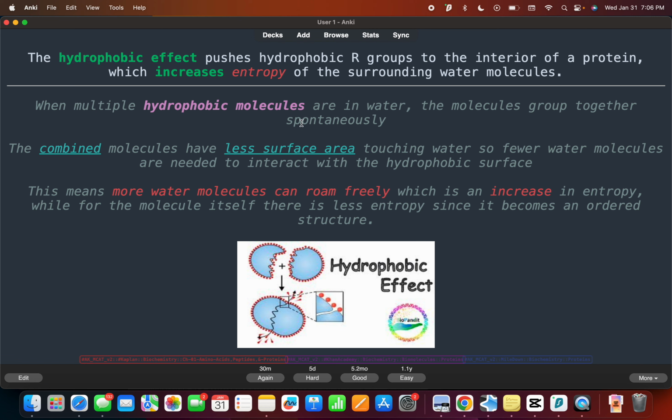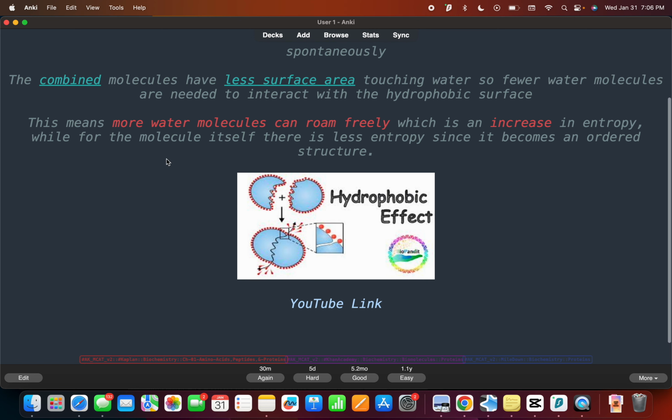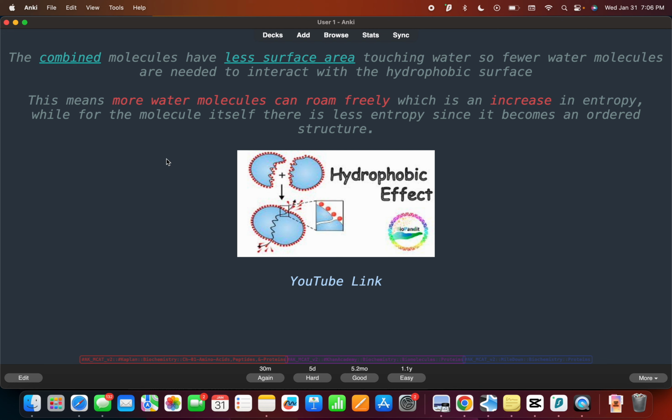When multiple hydrophobic molecules are in water, the molecules group together spontaneously. The combined molecules have less surface area touching water, so fewer water molecules are needed to interact with the hydrophobic surface. This means more water molecules can roam freely, which is an increase in entropy, while for the molecule itself there is less entropy since it becomes an ordered structure. The hydrophobic effect.